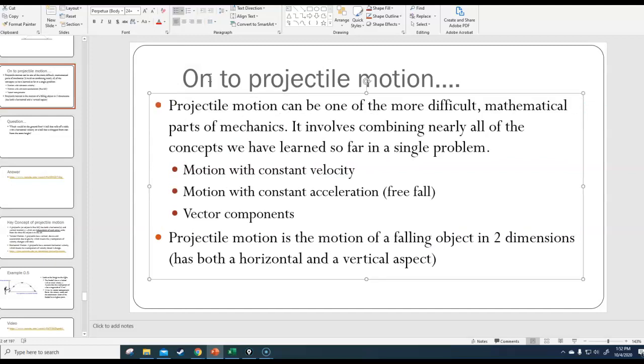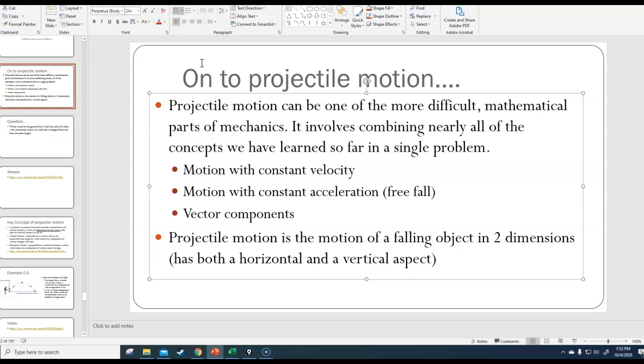Okay, and so we've learned about concepts like motion with constant velocity, motion with constant acceleration, both horizontal acceleration and vertical acceleration with freefall problems. And we've also learned about how to find components of vectors. Okay, so projectile motion is basically the motion of a falling object in two dimensions rather than one dimension.